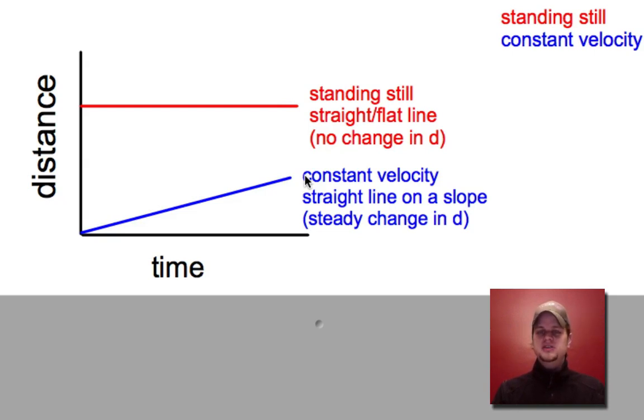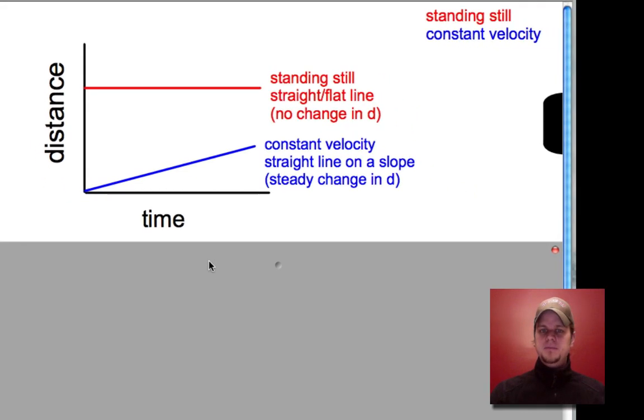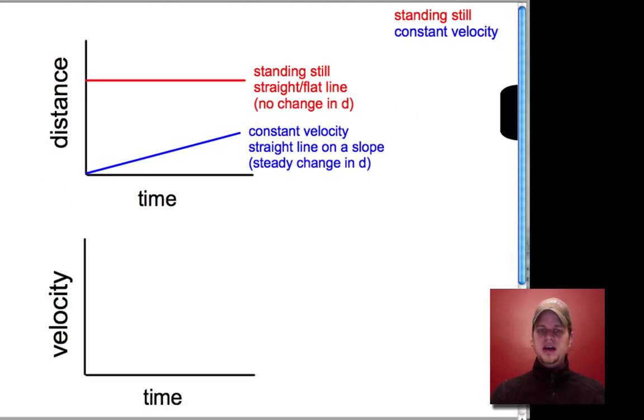But we like to use direction when we can. But here there's no change in the distance. Here there's a steady change in the distance. All right, that seems pretty simple enough, right? But things change a little bit when we start talking about the velocity of these same things. Actually, I think it's a little bit easier, but you have to think a little harder.